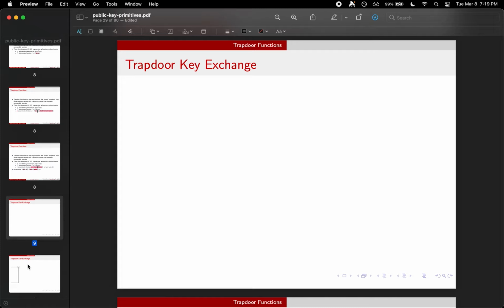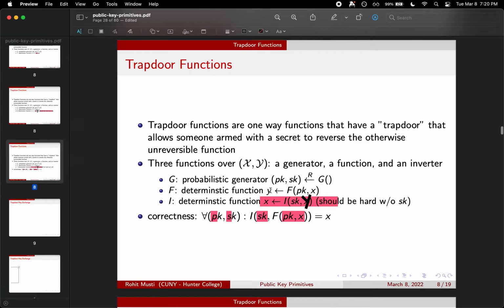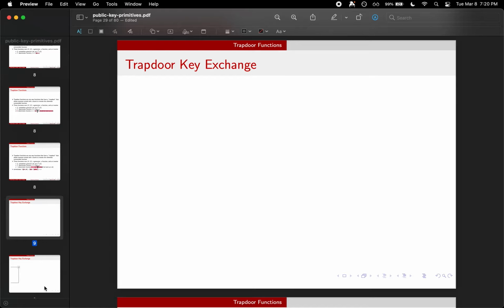Trapdoor key exchange. This shows an example of how you would use a trapdoor function to come up with a protocol to exchange keys. I'd really encourage you to pause here for a moment and think about how you can use this generator, this function, and this inverter to come up with a protocol to exchange back and forth messages to share a secret. Hopefully, with the function, the inverter and the generator, you can already arrive there yourself. But I'll offer an example.